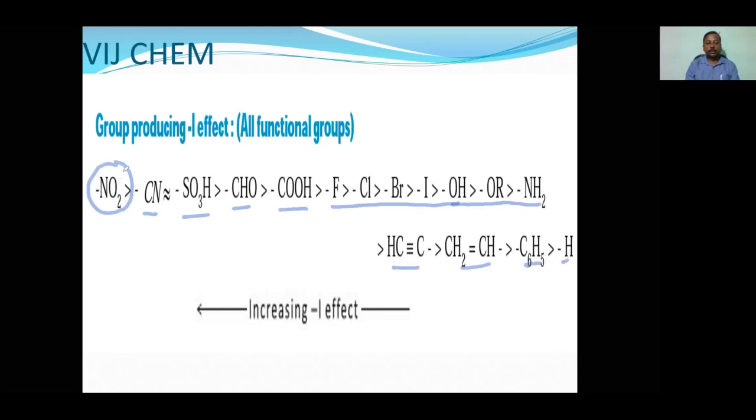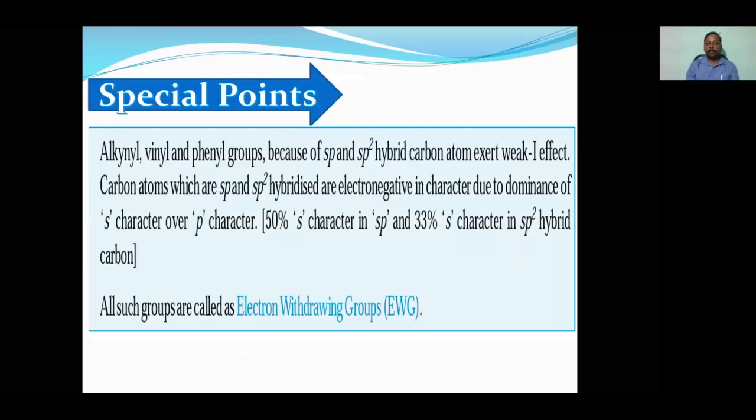So the highest minus I effect is shown by NO2. Lowest or negligible is the reference, hydrogen. Reference from what? Hydrogen. Is it understood? Now let's see the next effect. This is about the minus I effect. Now, special points you will remember. There are some special categories of things which we should understand. What is that?